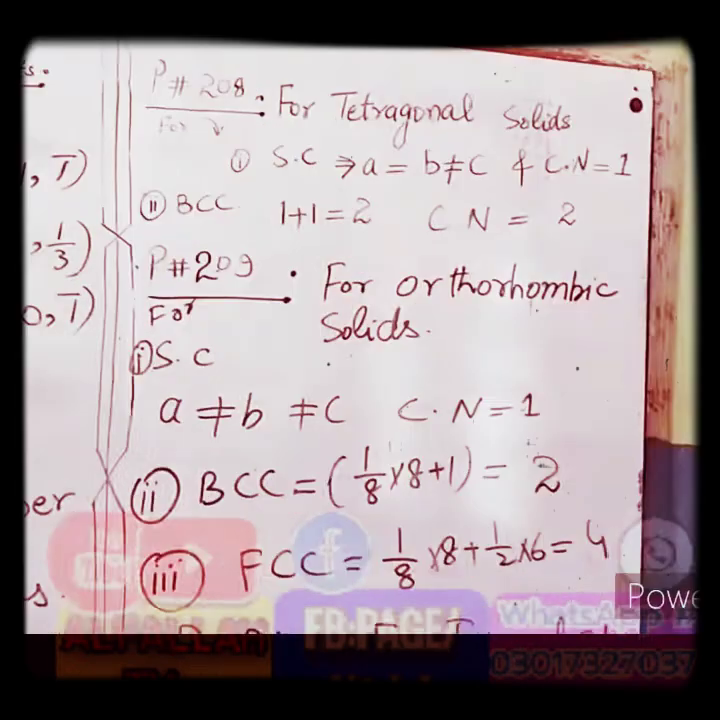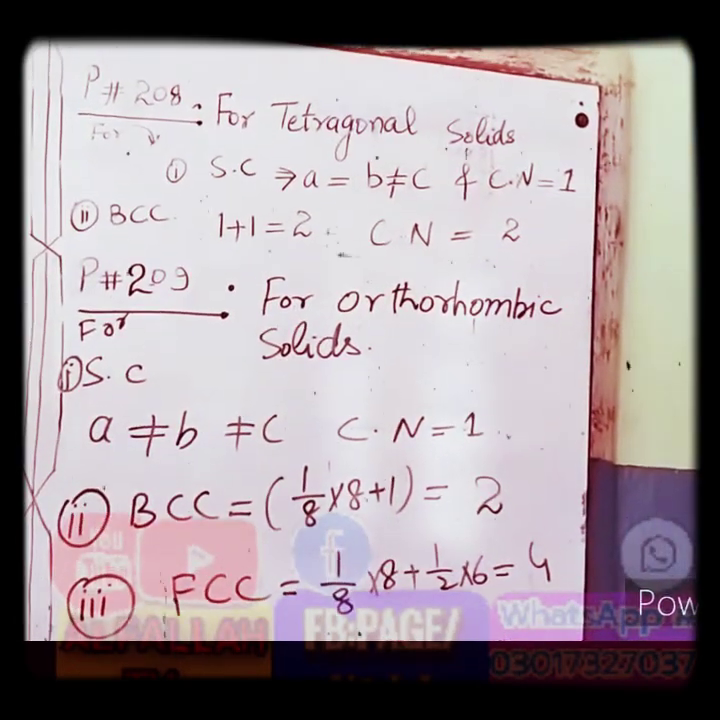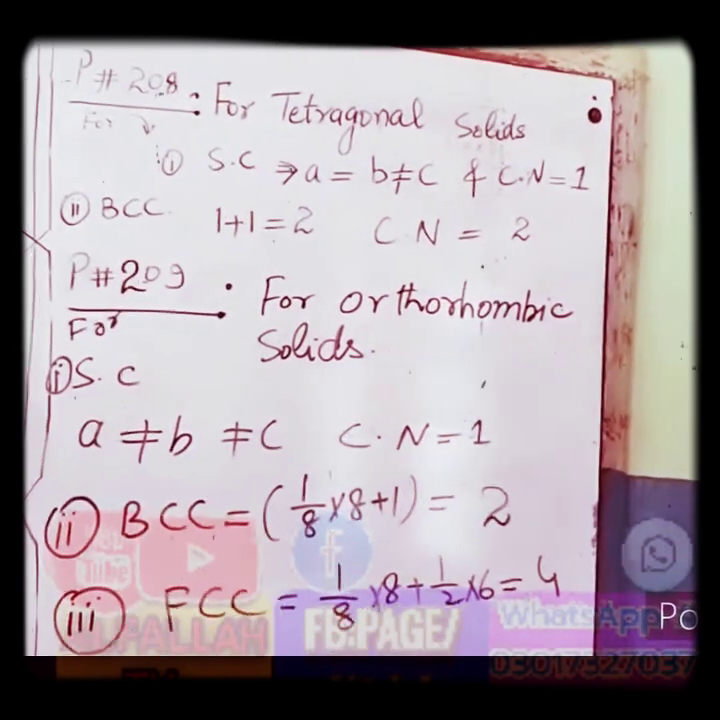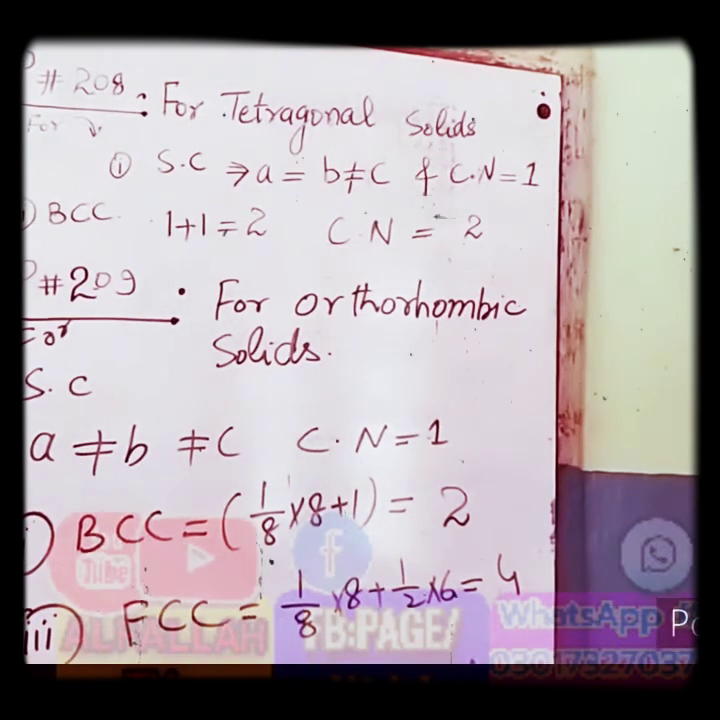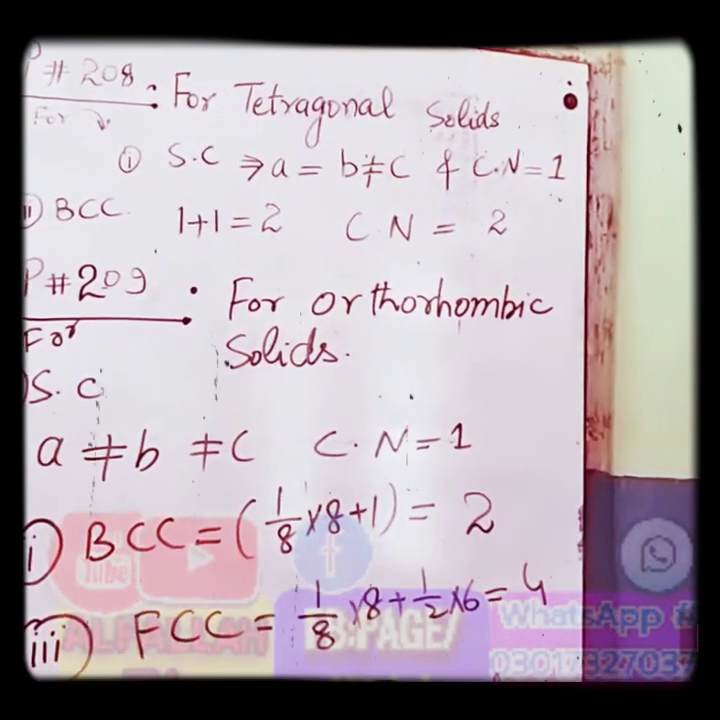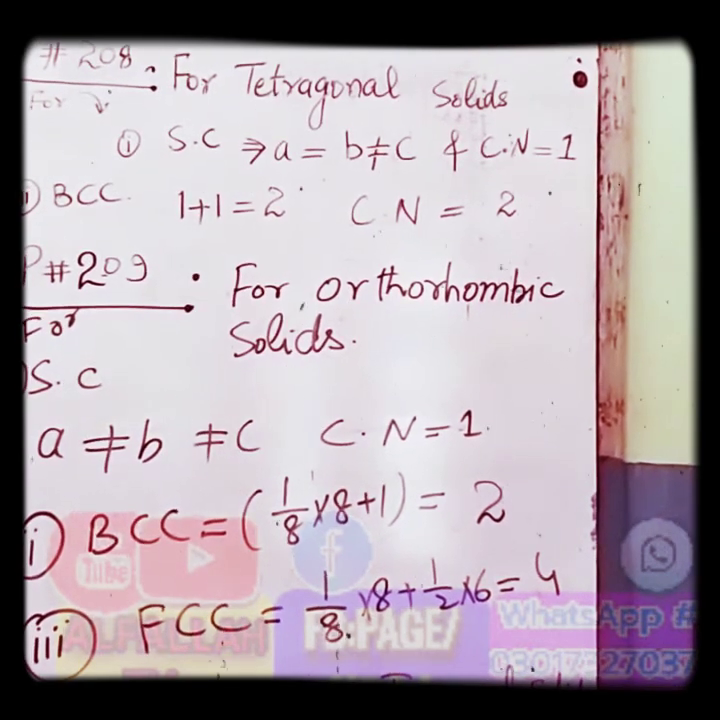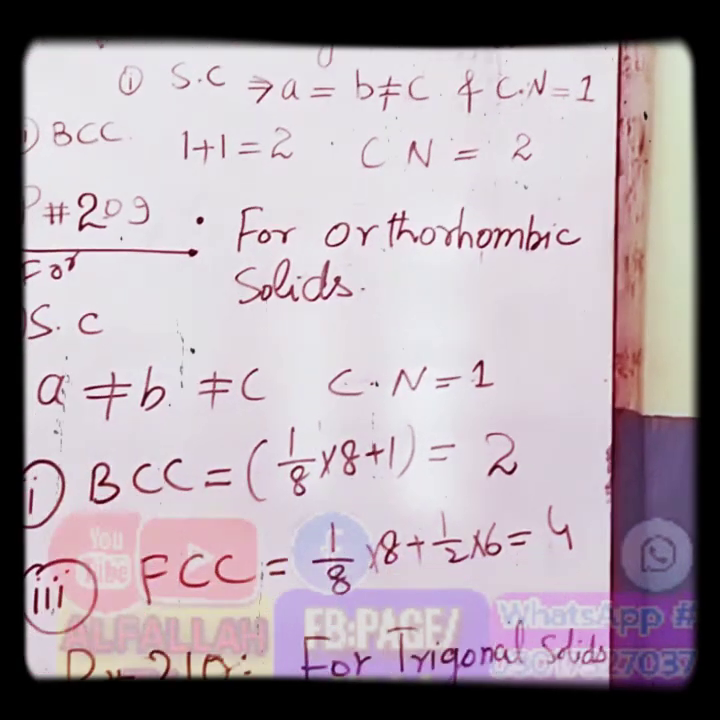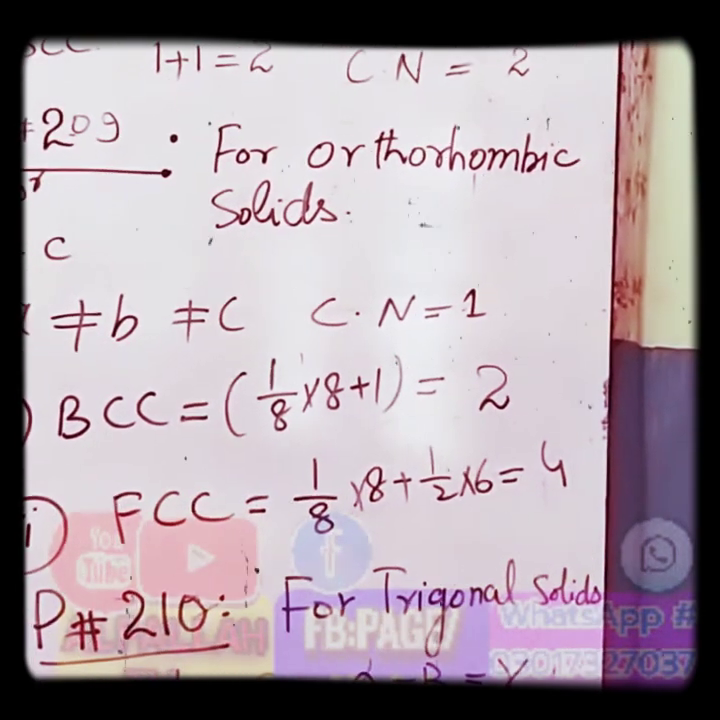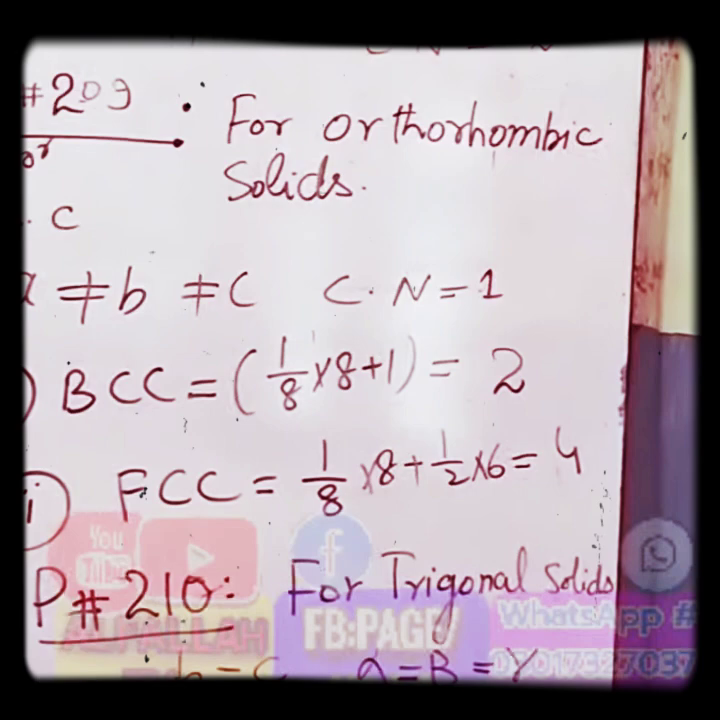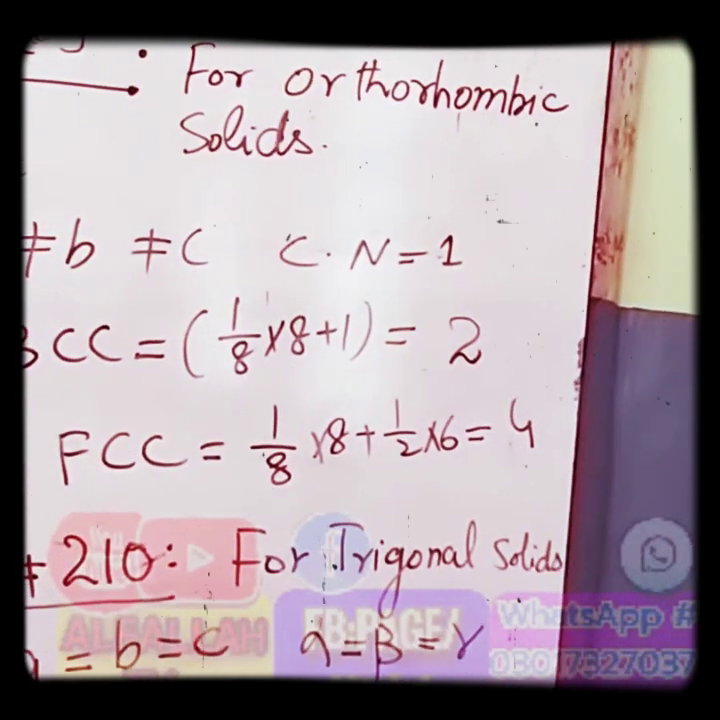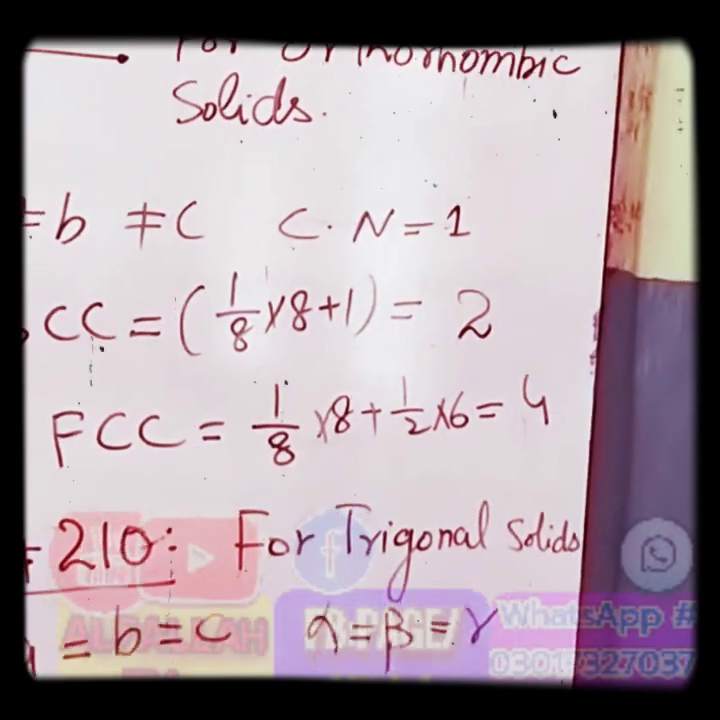And point number 208: for tetragonal solids, for simple cubic structure, A is equal to B is not equal to C, and the coordination number is equal to 1. For BCC, 1 plus 1 is equal to 2, coordination number is equal to 2. Point number 209: for orthorhombic solids, simple cubic, A is not equal to B is not equal to C, coordination number is equal to 1. For BCC, 1 by 8 multiplied by 8 plus 1 is equal to 2. For FCC, 1 by 8 multiplied by 8 plus 1 by 2 multiplied by 6 is equal to 4.